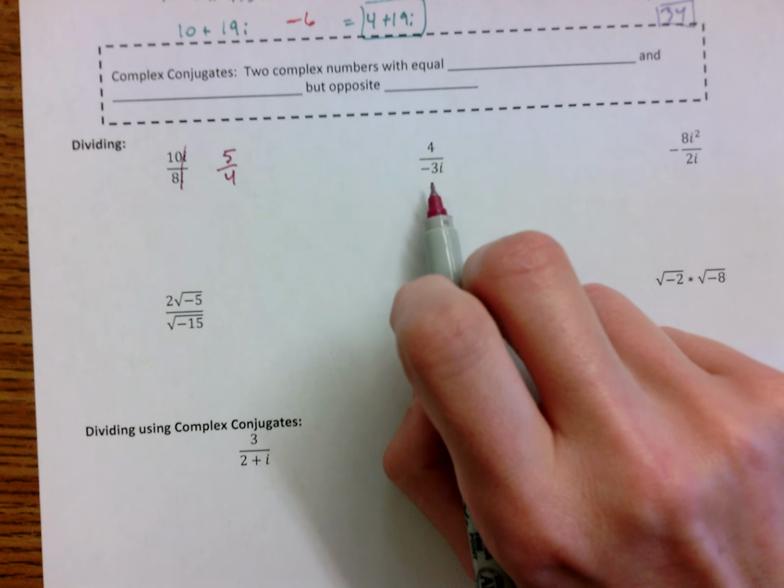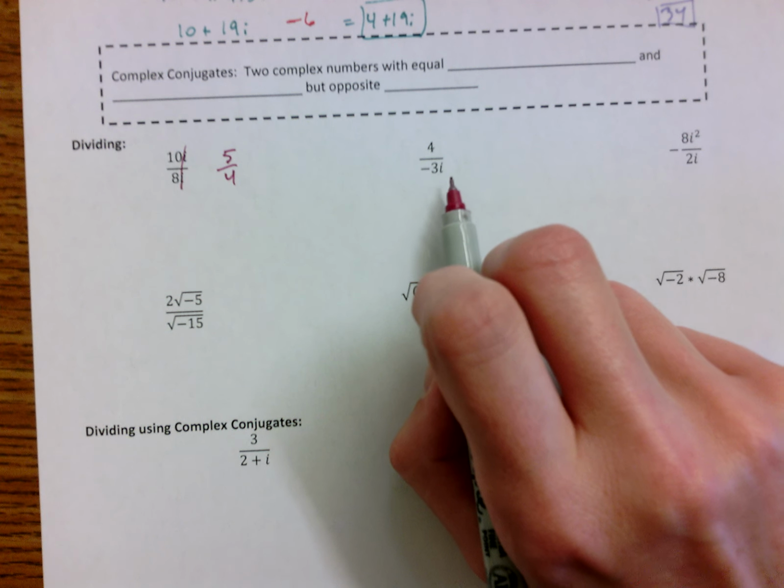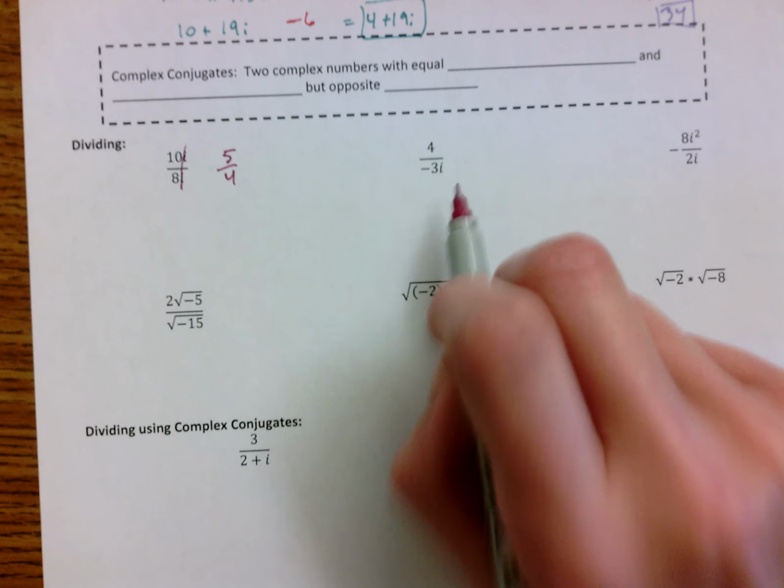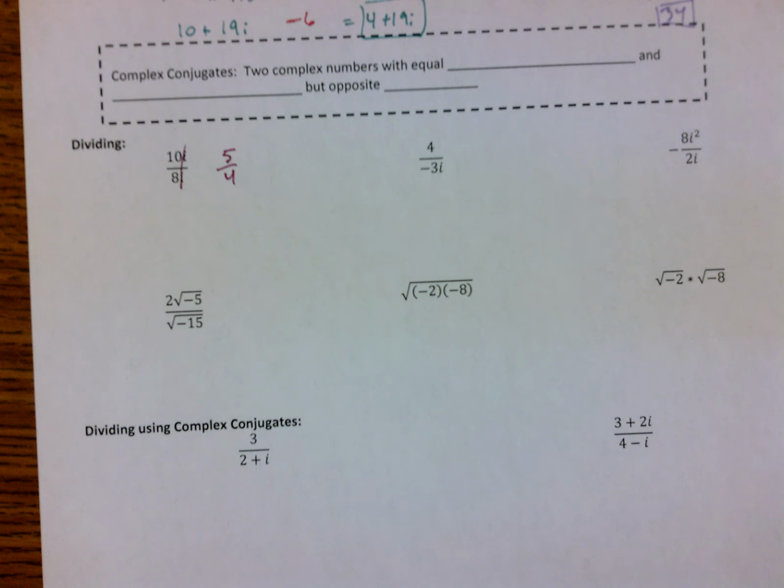Now, this guy here, we've got a problem because this one has an i in the bottom. And remember, by definition, i is the square root of negative 1. Okay, well, you're not allowed to have square roots in denominators of fractions. That's a thing. So we need to rationalize this. How am I going to do that?